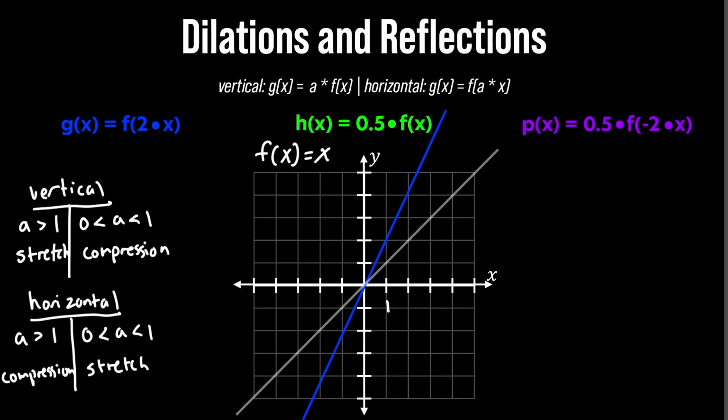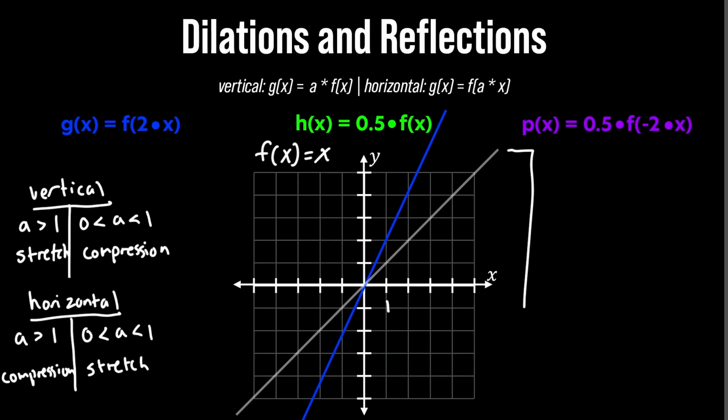And how about this next function here? We see that this one is a vertical dilation because we're multiplying 0.5 to the function f of x after it's been evaluated. So this is a vertical dilation, and the value of a is in between 0 and 1. So we're going to have a vertical compression. Vertical meaning up and down.